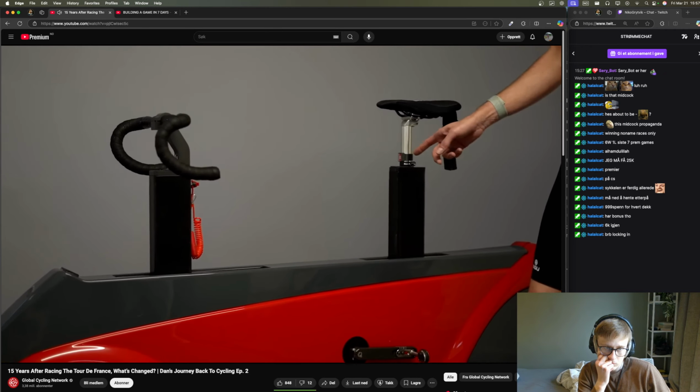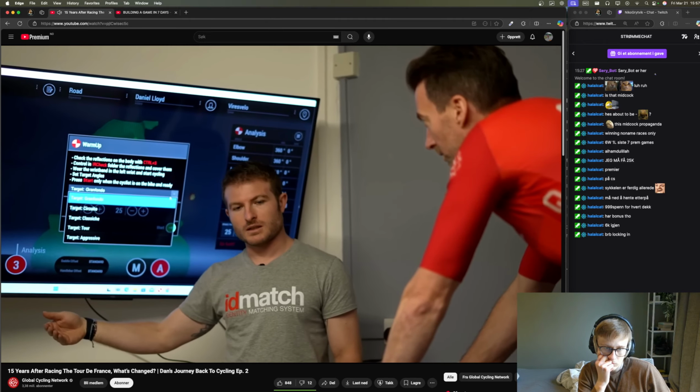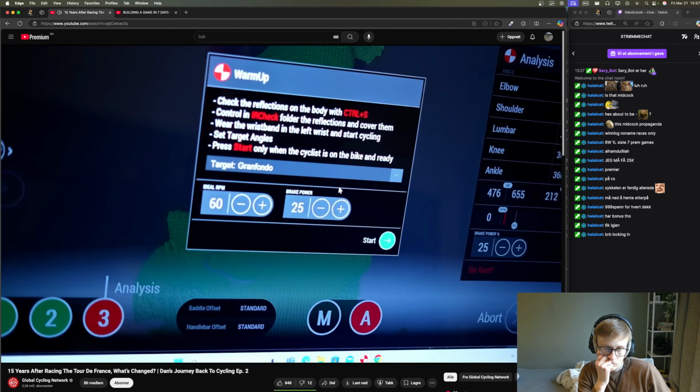The ID Match software allows you to choose what kind of fit you like, whether that's aggressive, classic, or perhaps more of a relaxed position, which they call a Gran Fondo fit. Now, I'm acutely aware that I will primarily need to be comfortable for a ride that will be 14 hours plus, but I do also want some free speed through aerodynamics, so I've decided to start with the Gran Fondo fit and then go from there.